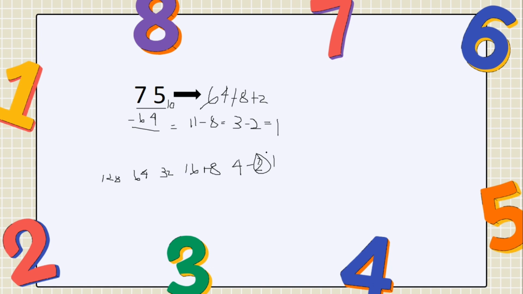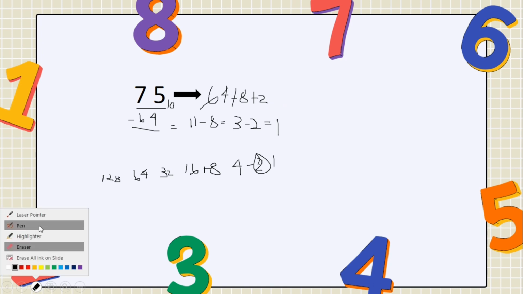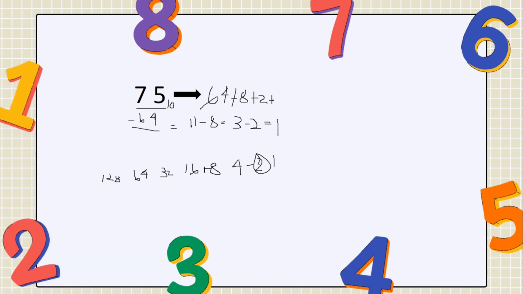Hindi lang siya kutob. So, all you have to do is add the, solve this sa taas. Kung tama ba siya. So, 64 plus 8 plus 2 plus 1. Last number na siya. So, dapat 75 pod ang labas ani. So, 64 plus 8 plus 2 plus 1 equals 75.